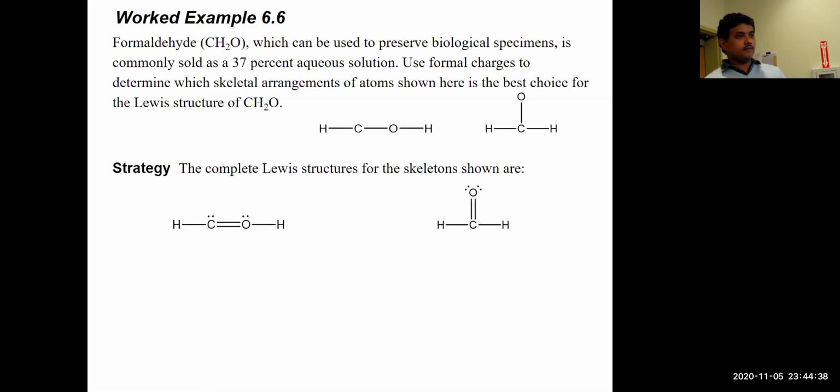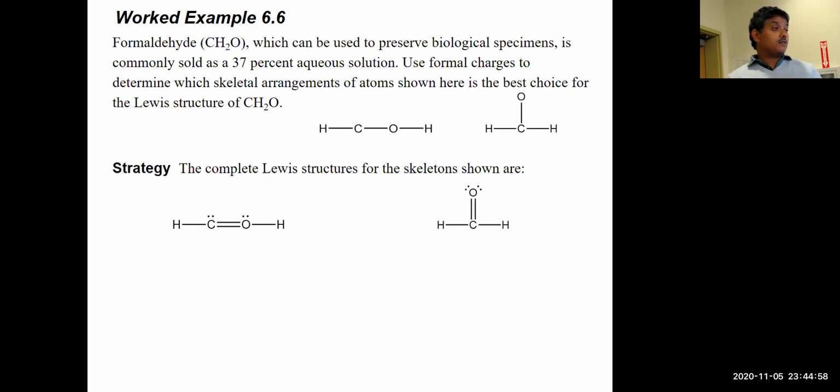Let's see. So formaldehyde, CH2O. I think I already answered that, and I don't want to show it here under strategy, but it's fine. Formaldehyde, CH2O, which can be used to preserve biological specimens.